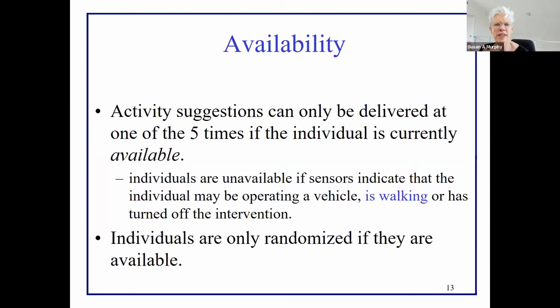And also all of these users could turn off the intervention. So like if I had a whole bunch of committee meetings in a row, or like I was giving a talk like right now, I would turn it off so that I wouldn't get interrupted. So, the person always has control. So that's what determines availability. People are not available in any of these three settings, and they only get randomized. They're only considered, we only consider providing a suggestion if they're available.